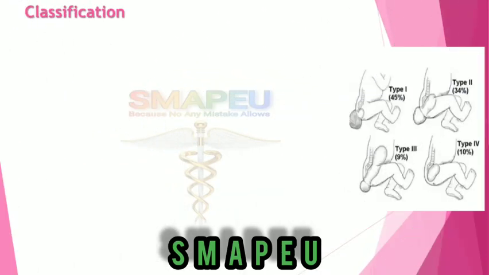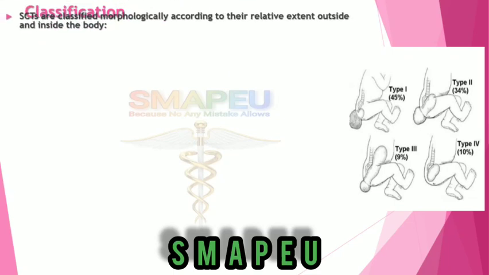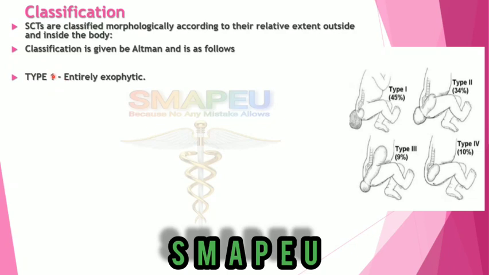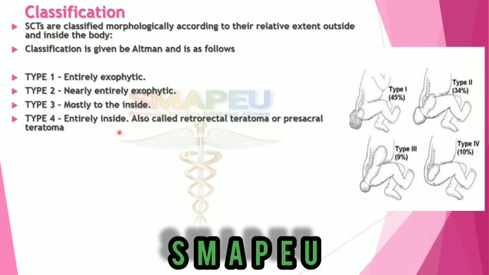Now let's see the classification of sacrococcygeal teratoma. Sacrococcygeal teratomas are classified morphologically according to their relative extent outside and inside the body. Classification is given by Altman and is as follows. Type 1 includes entirely exophytic sacrococcygeal teratomas. Type 2, nearly entirely exophytic. Type 3, mostly inside. And type 4, entirely inside, also called a retrorectal teratoma or a presacral teratoma.